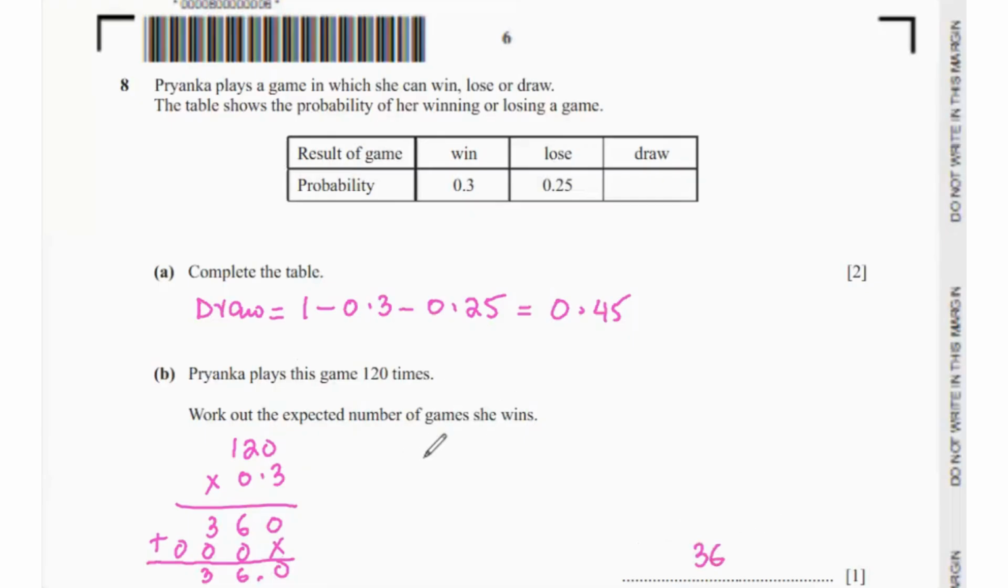Another way is we do 120 times 0.3. Now 0.3 can be rewritten as 3 over 10. 120 is basically 12 times 10. So if we divide 12 times 10 by 10, that's 12. Then we are left with 12 times 3, which is also 36. So either way, you're getting the same answer.